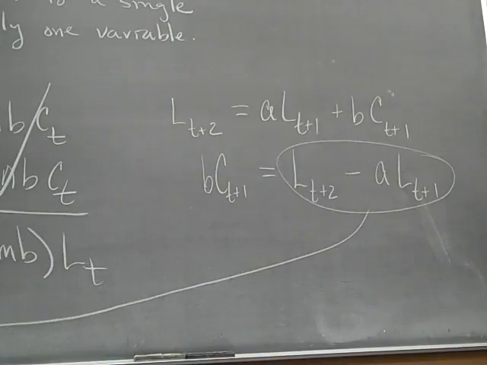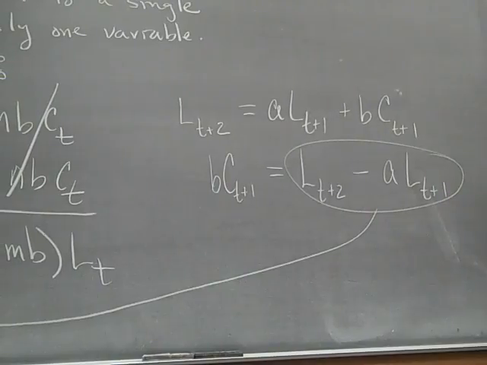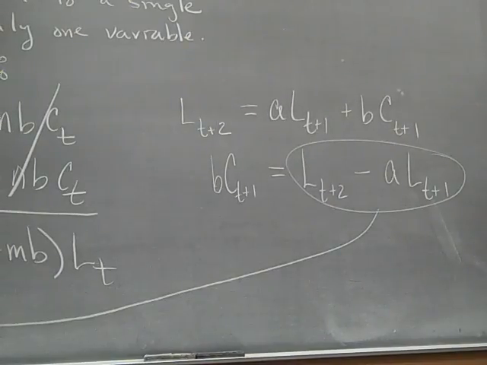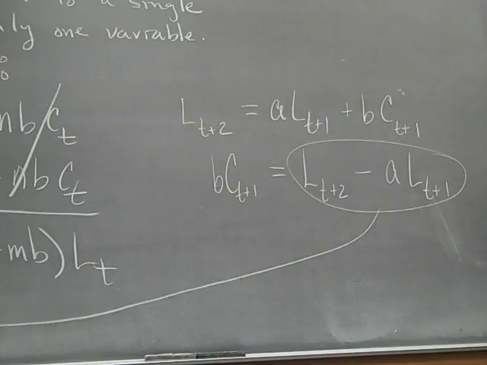So we've accomplished sort of half of what we wanted to do. We've eliminated one of the variables. We've eliminated the c sub t. And we have just one difference equation, and it's just in terms of L. Should that be n plus a? Distribute the negative. Yeah, thank you.